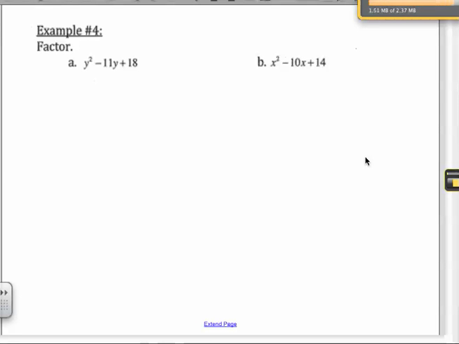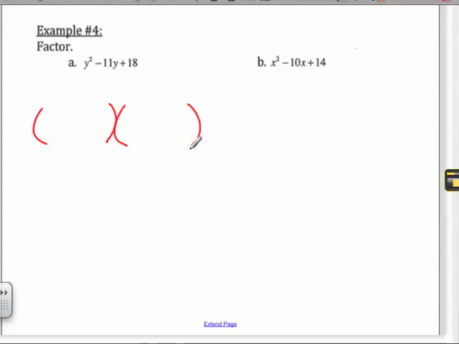Okay, example number 4. Example number 4a says y squared, well, they want us to factor. It says y squared minus 11y plus 18. Okay? Now remember, guys, the rules don't change. They add to give me the middle number. They multiply to give me the last number. All right? So let's look at this first one.